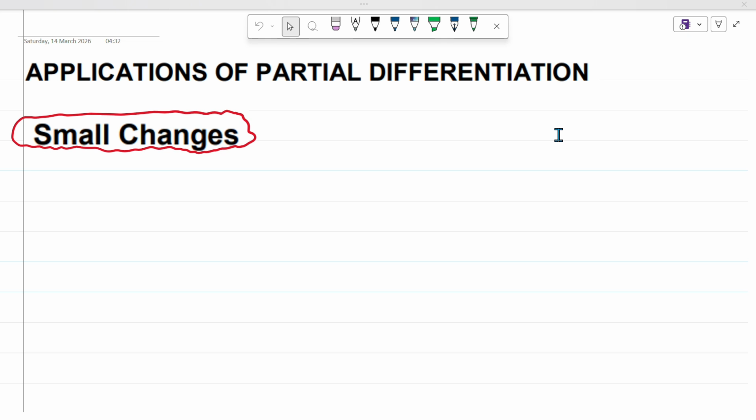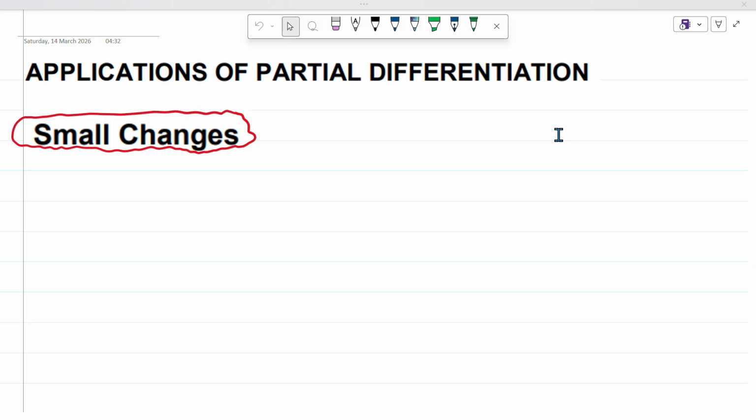I'm also fine. So anyway, today we'll be wrapping up differentiation. So we're going to discuss application of partial differentiation. So let's start with small changes and the formula that we always use when we're calculating small changes.